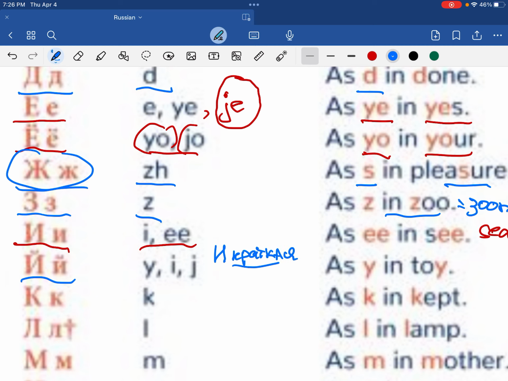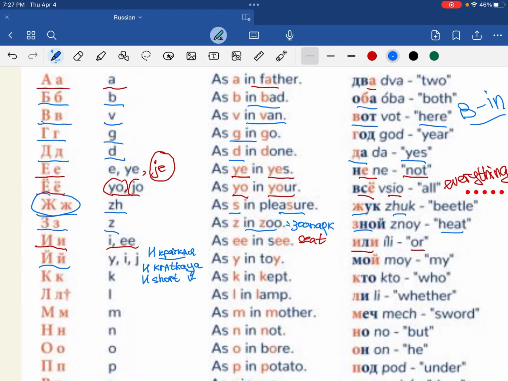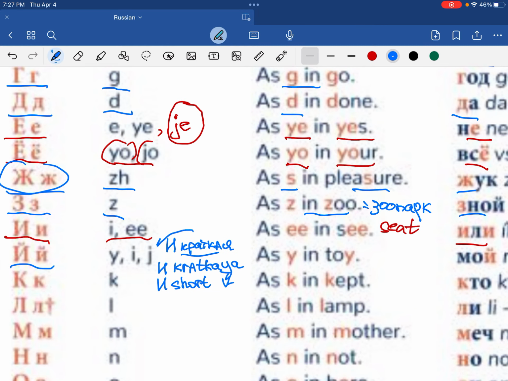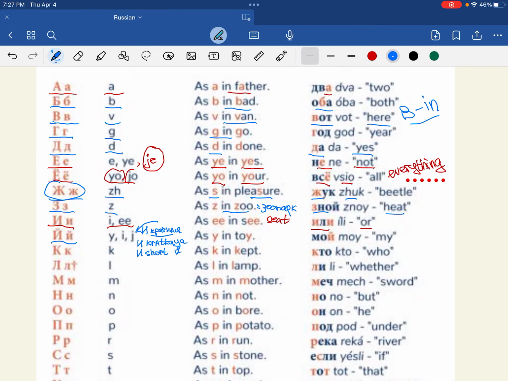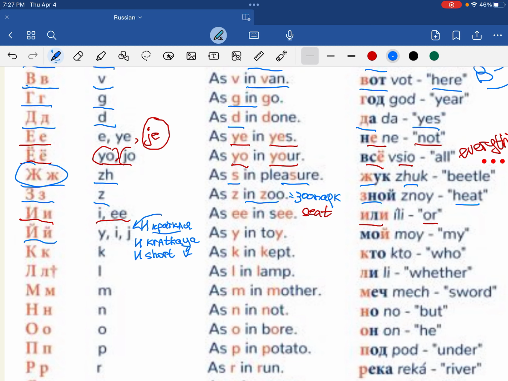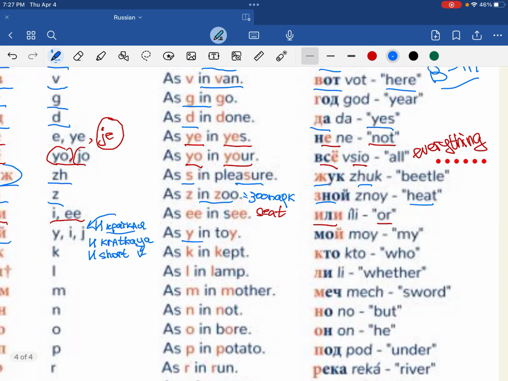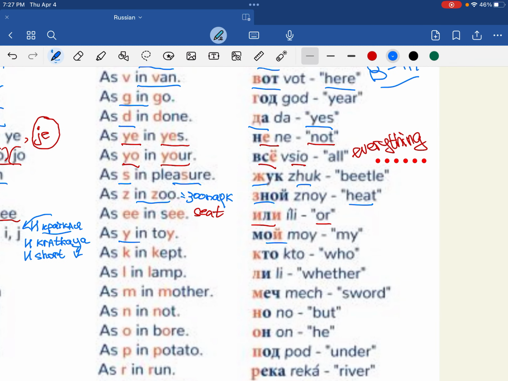It's written in Russian, and in English it's pronounced like this. That means E short. Here you see the translation, right? So this is E short. In English, it's pronounced like Y in toy. In Russian, it's pronounced like Y in мой.